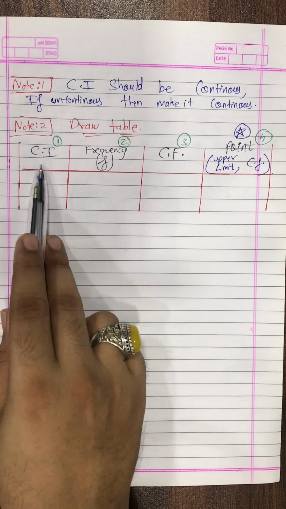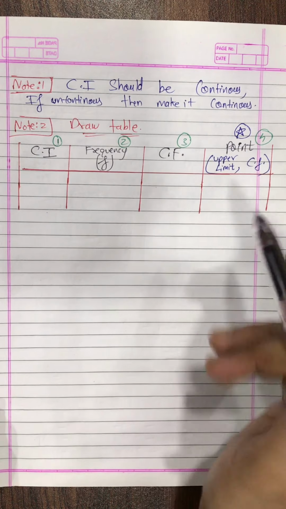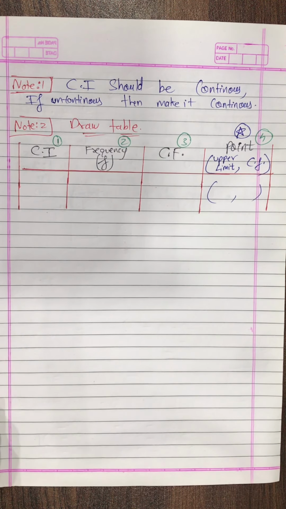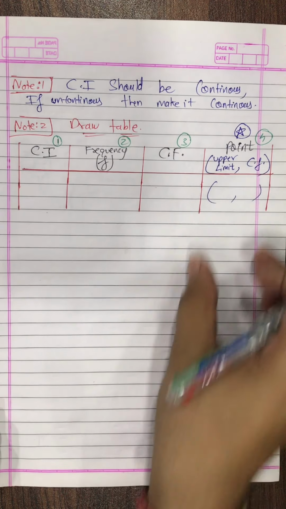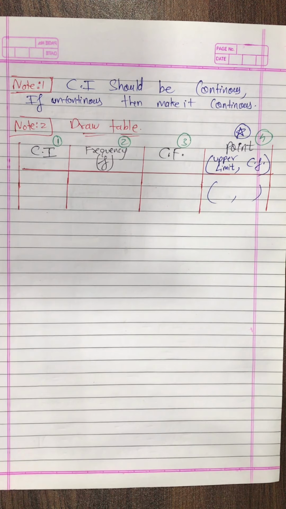Okay, so these two are as it is, cumulative frequency, and this point is very important. Whatever point we always write here, we just plot it over there. So do make sure that you draw this fourth column of point. So this is the table. Okay, this was our note 2.